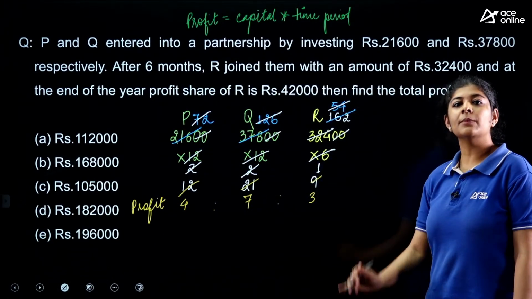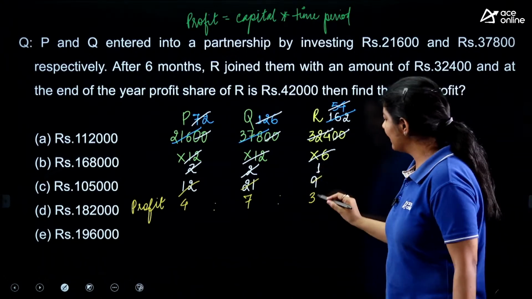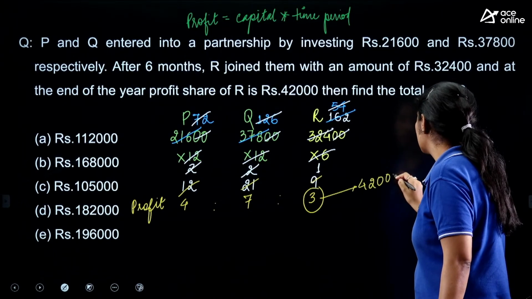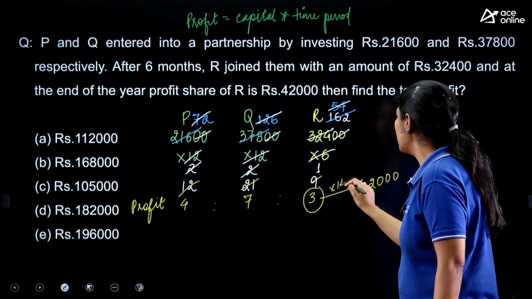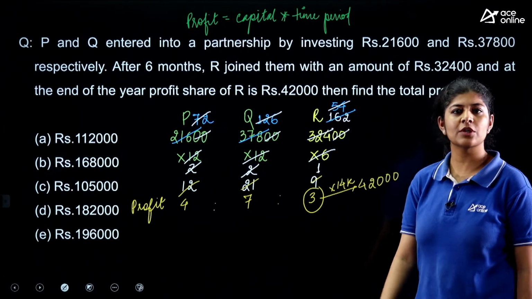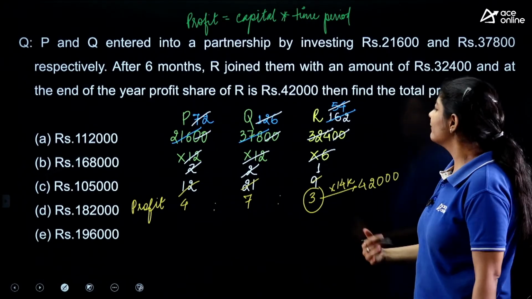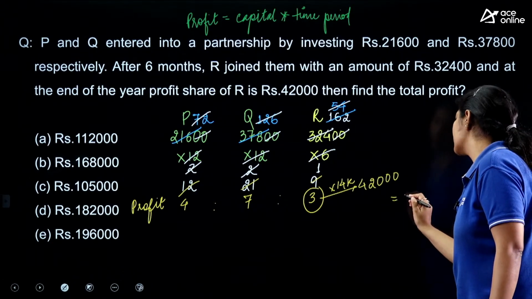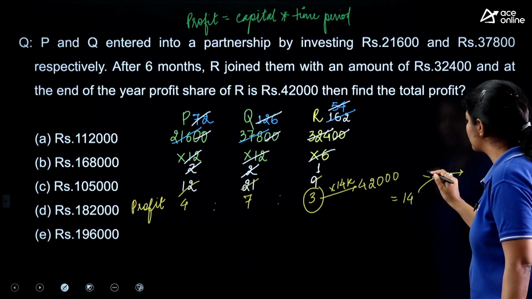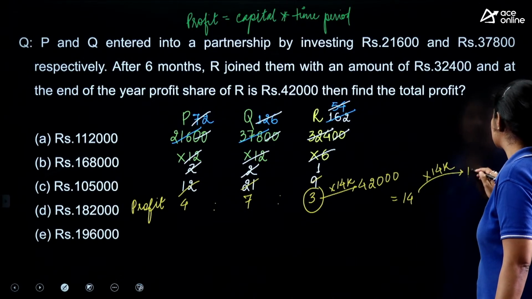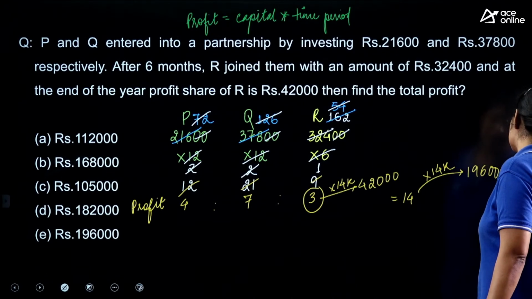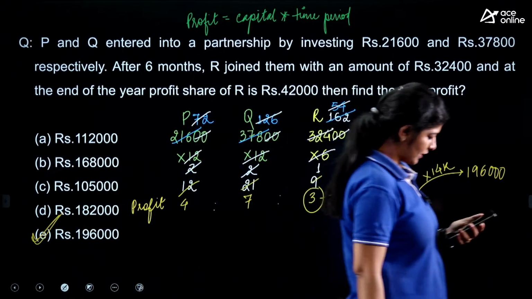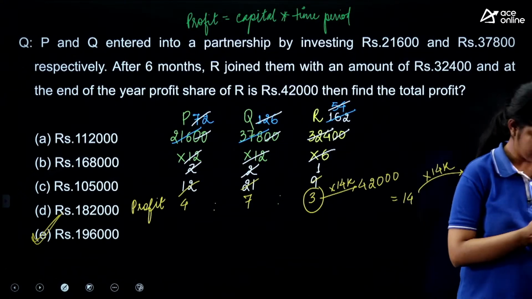The question is saying that the profit earned by R, whose share is 3, is 42,000. That means it is present on the multiple of 14,000. And we need to figure out the total profit. So the total ratio that we have over here is 14, and 14 needs to be multiplied by 14,000. Here we simply got 196,000. That means option number E is the correct one.